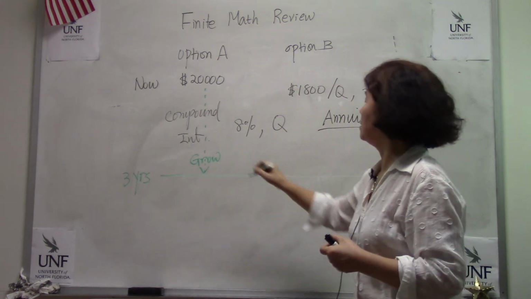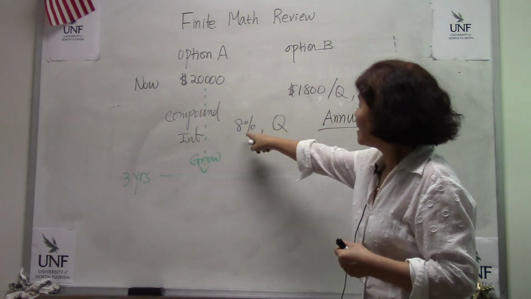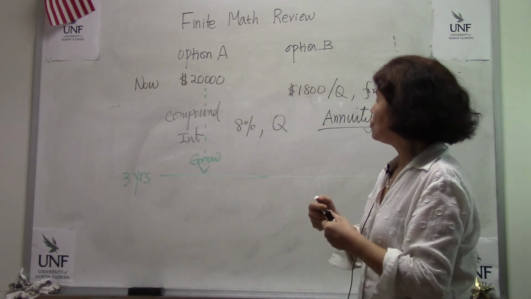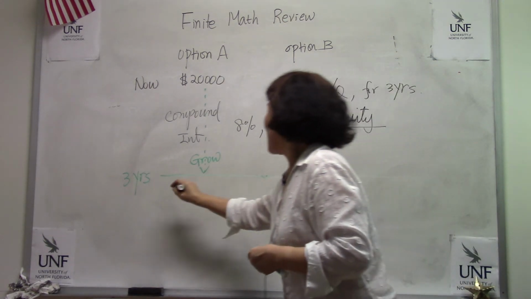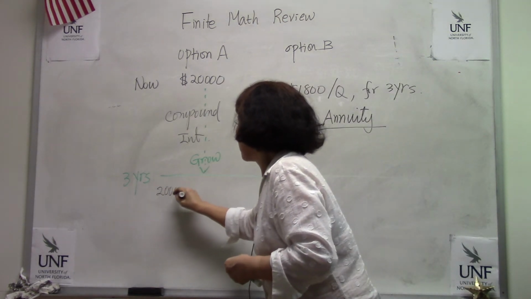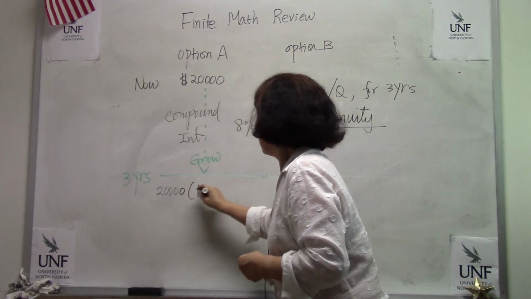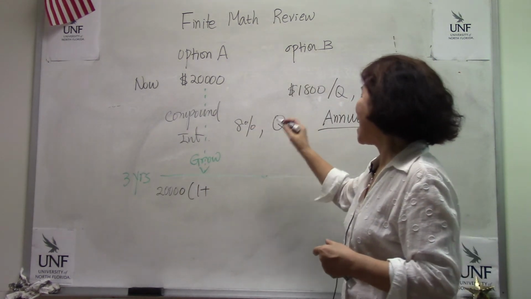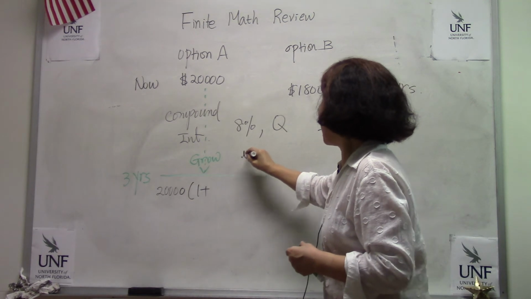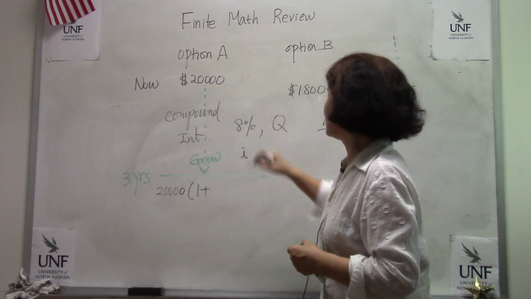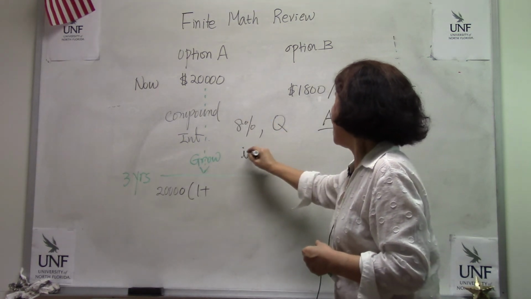Okay? It's going to grow at this rate. So how much are you going to have? Well, that is 20,000 times 1 plus i. What is i? Either this i or this, it doesn't matter. Option A or option B, either.